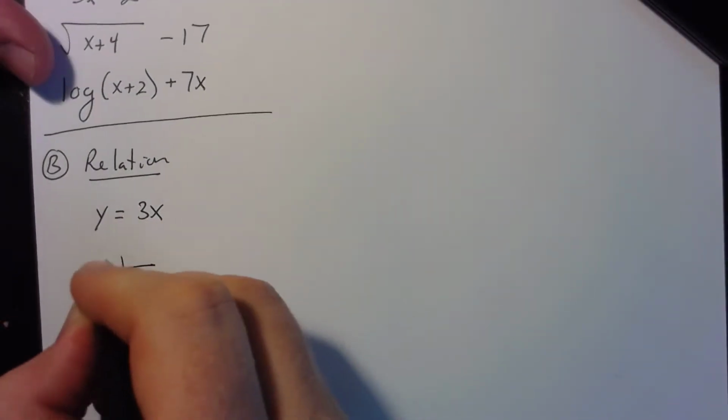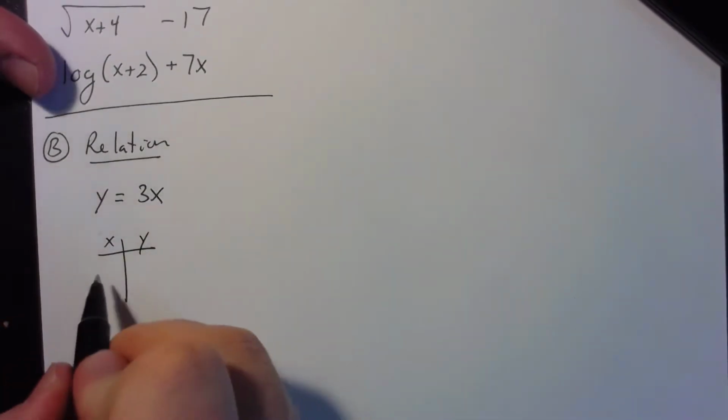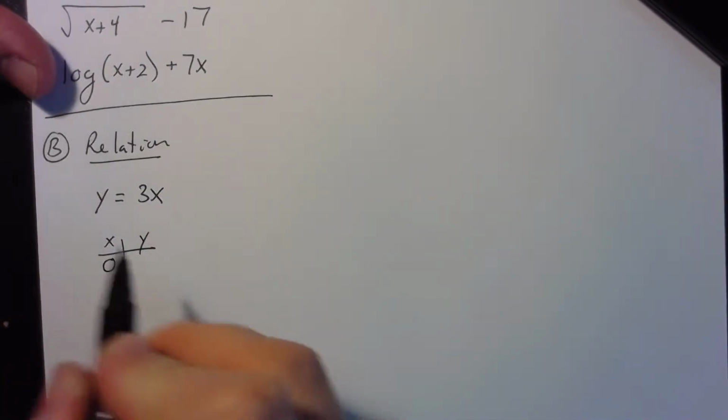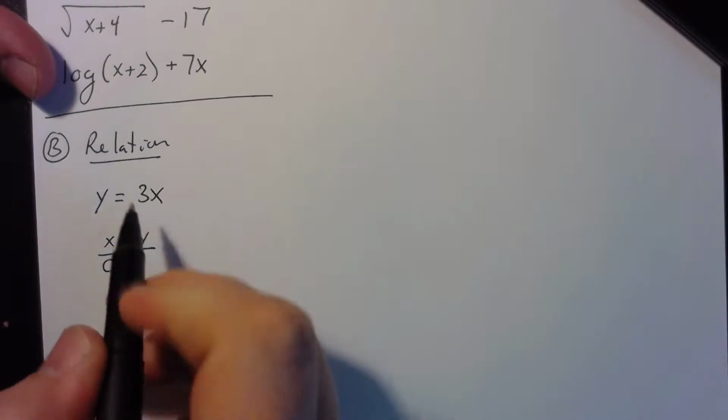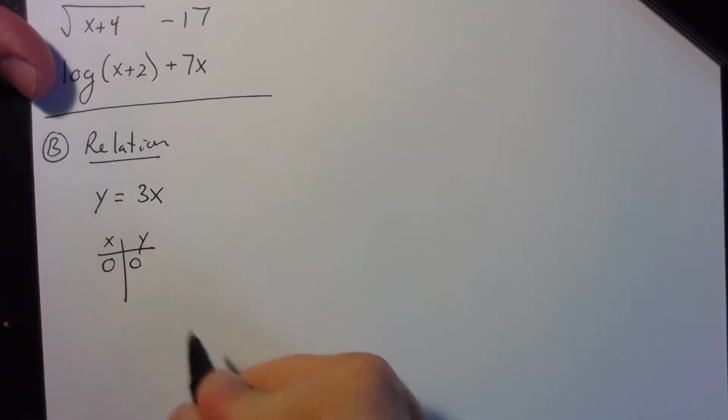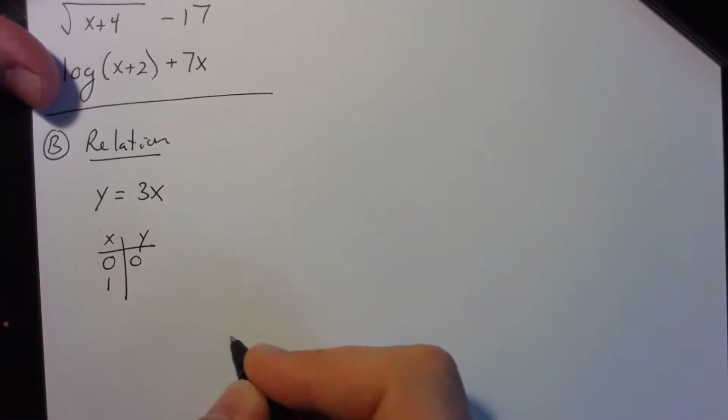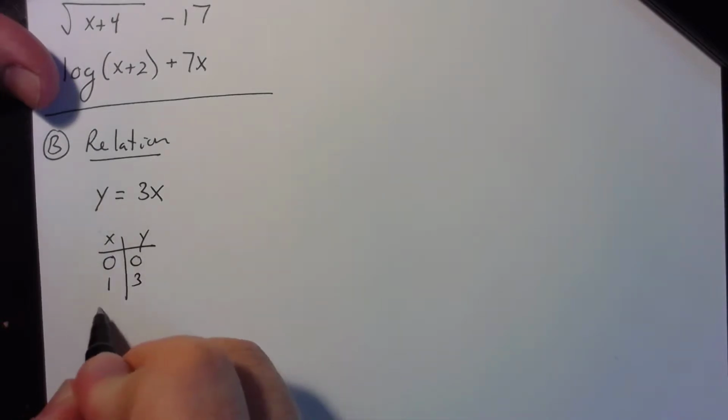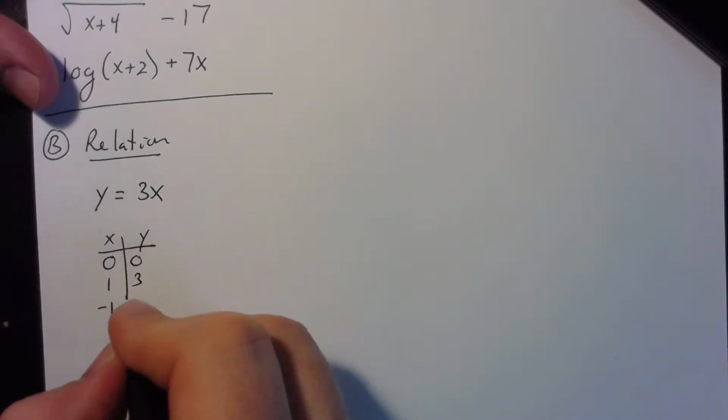We can create ourselves a table of x's and y's, such that if I pick any x value, I say 0, I can take that value, I can plug it in, and I can get back a y value of also 0. I could plug in positive numbers, say 1, and get back 3. I could plug in a negative 1, negatives, and get a negative 3.